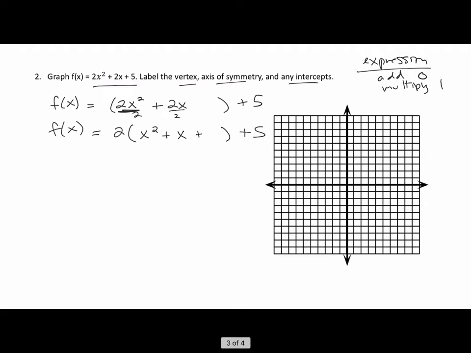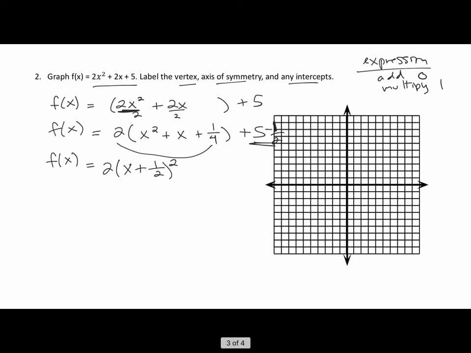Half of 1 is 1/2. So 1/2 squared is 1/4. But am I adding 1/4? I'm actually adding 2 times 1/4. So be careful. I'm adding 1/2, essentially. So I need to subtract 1/2. So I completed that square, x plus half of 1 quantity squared.